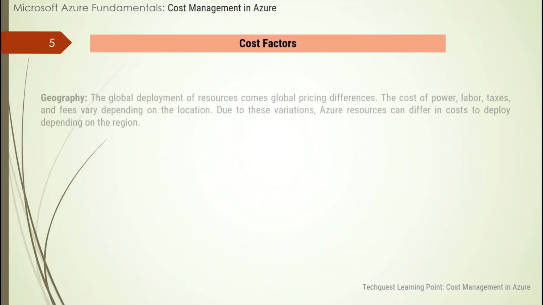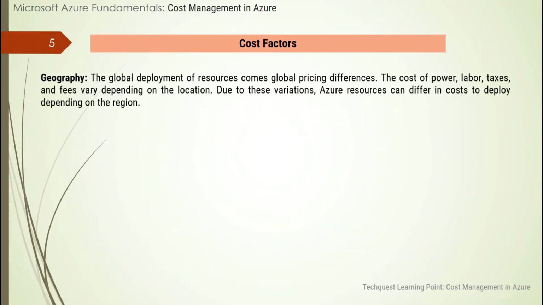Geography. When you provision most resources in Azure, you need to define a region where the resource deploys. Azure infrastructure is distributed globally, which enables you to deploy your services centrally or closest to your customers or something in between. With this global deployment comes global pricing differences. The cost of power, labor, taxes, and fees vary depending on the location. Due to these variations, Azure resources can differ in cost to deploy depending on the region.